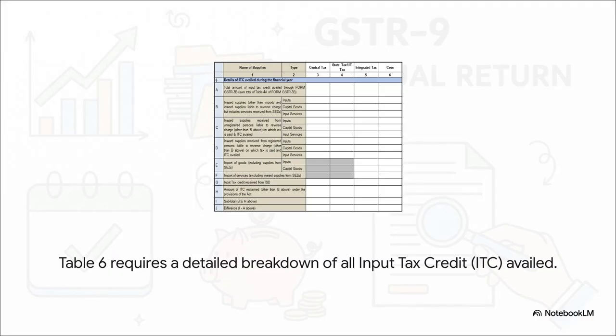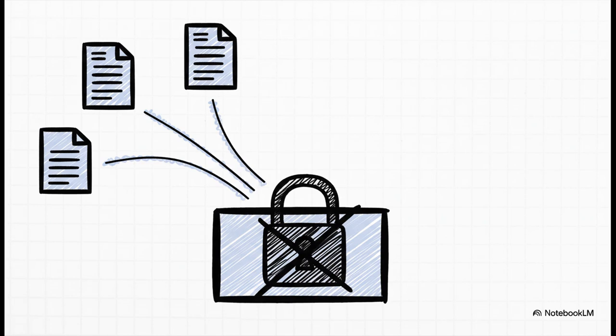Just looking at the structure of Table 6, you can see why it's so important. The government needs this level of detail to make sure all the input tax credit you've claimed is legit. It's built to capture credit from basically every possible source, whether it's from your regular purchases, imports, or those reverse charge deals. Now, your starting point for this whole section is Table 6A.